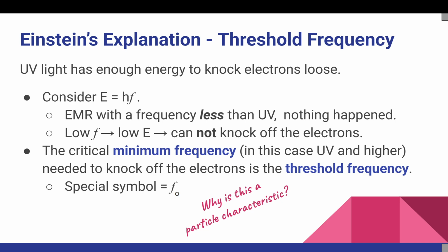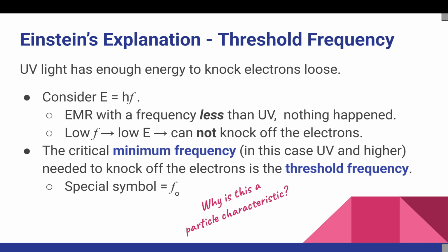He gives it a special symbol. He writes it down as f naught. The little zero that you see there, we don't read it as f zero, we read it as f naught. So it's not just a frequency, it's that minimum frequency we need, just enough that we can ensure that the energy that came in was able to knock loose those electrons.